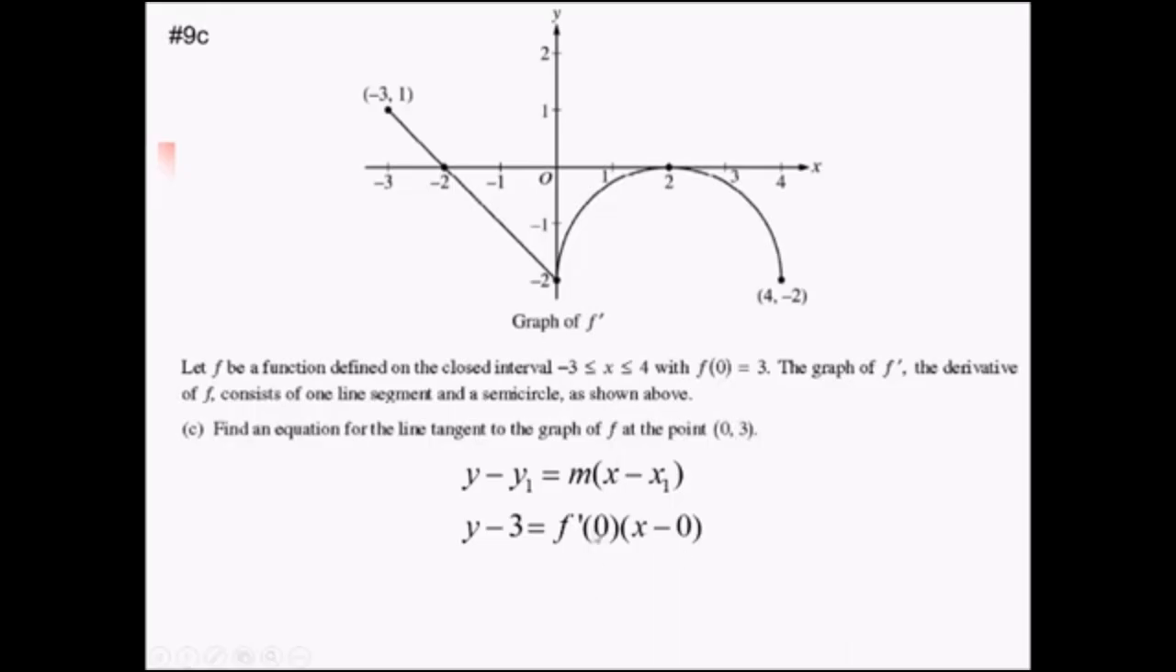So let's see here, f prime of 0, we just have to look up the output value, the y value in this graph here of when we plug in 0 for x. So we see that f prime has a value of negative 2 in that situation. So we've got y minus 3 equals negative 2 times (x minus 0). And of course you could distribute the x and simplify it if you wanted.